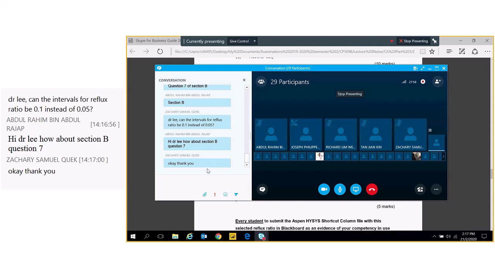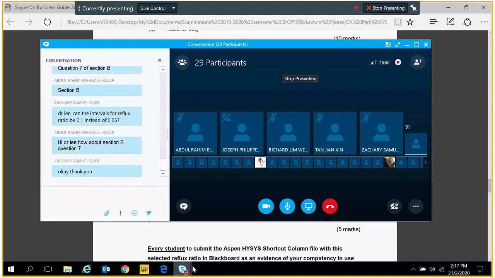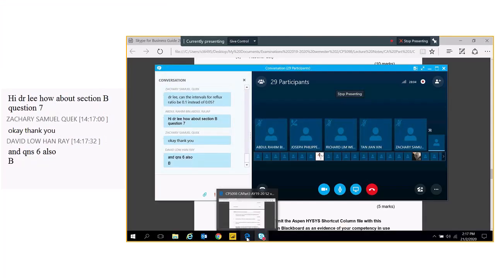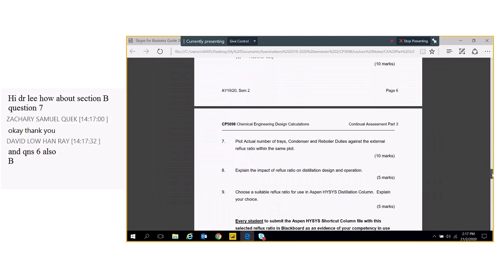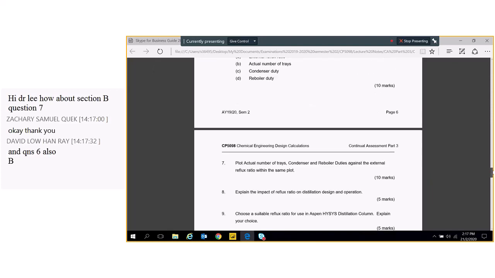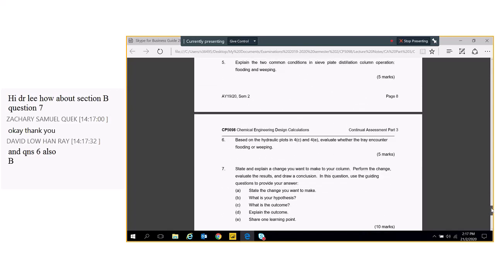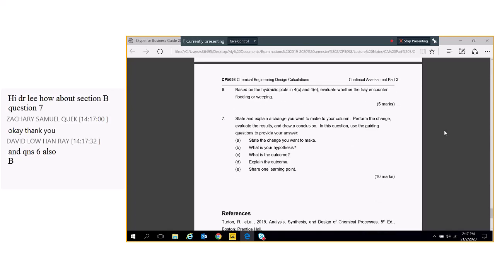Okay, section B, question 7. Okay, one by one. Now, question 7: state and explain a change you want to make to your column. Perform the change, evaluate the results, and draw a conclusion.